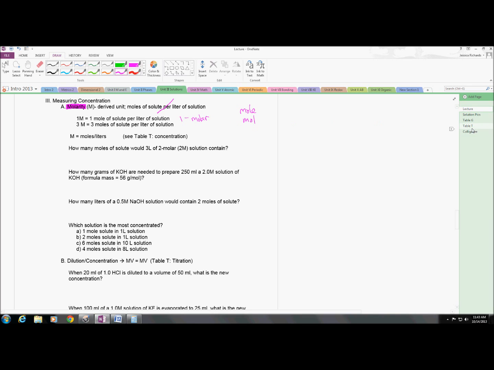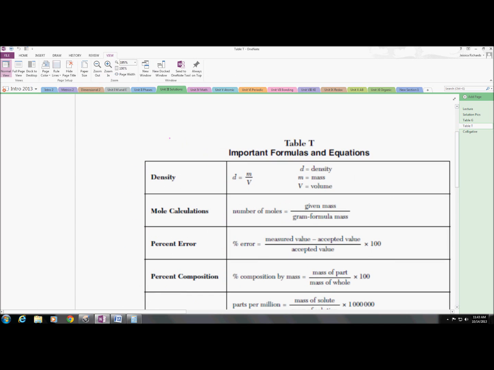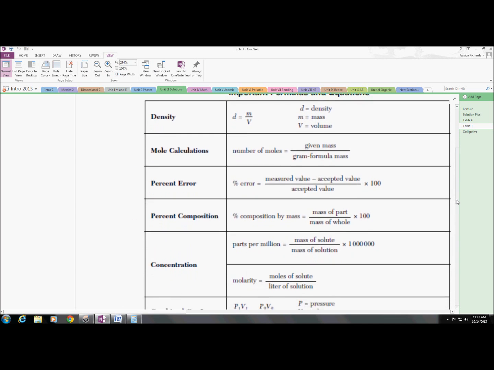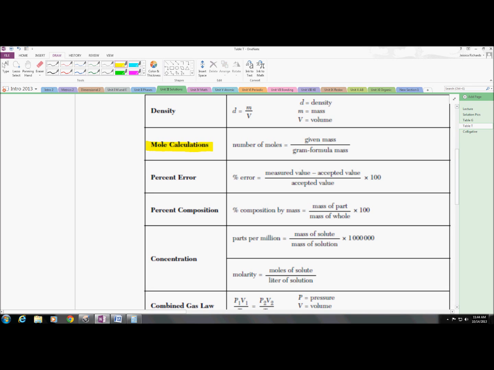So right now, get out reference table T, and let's look at the equations. We're going to zoom in here a little bit on just 2 equations. We have a box for mole calculations. Mole, M-O-L-E, not molarity, but mole. Moles are going to be the mass of the compound that you're given divided by their gram formula mass.